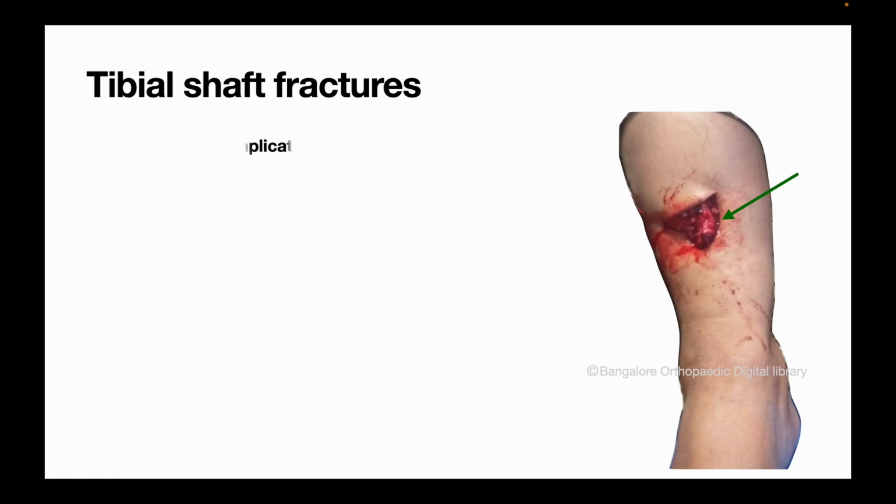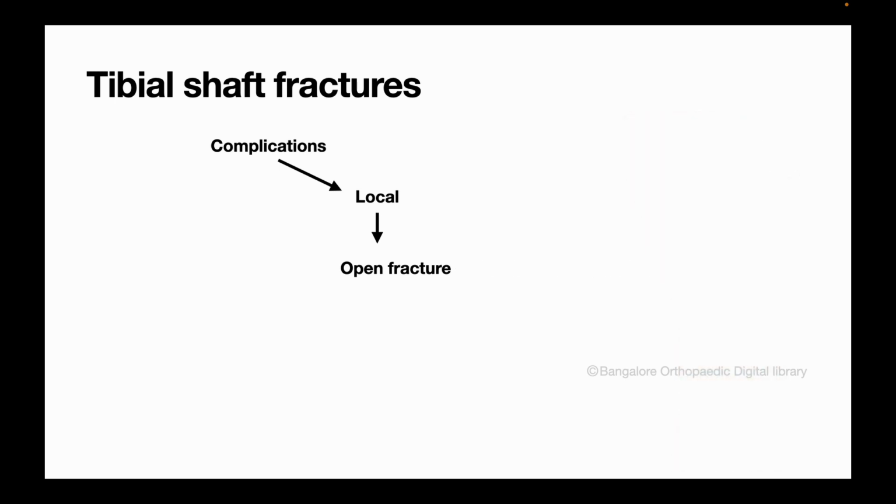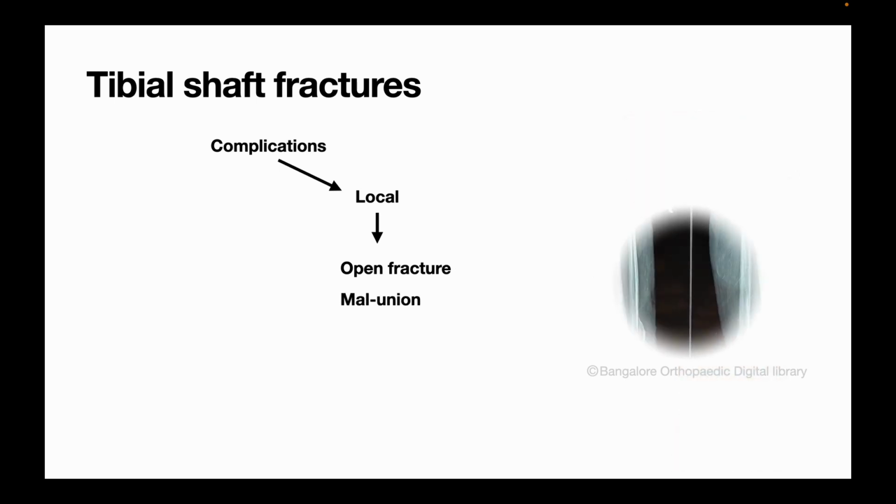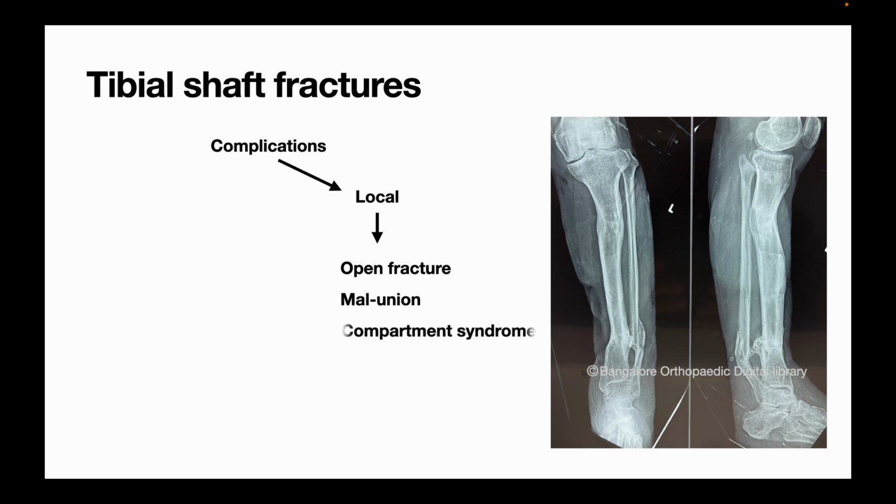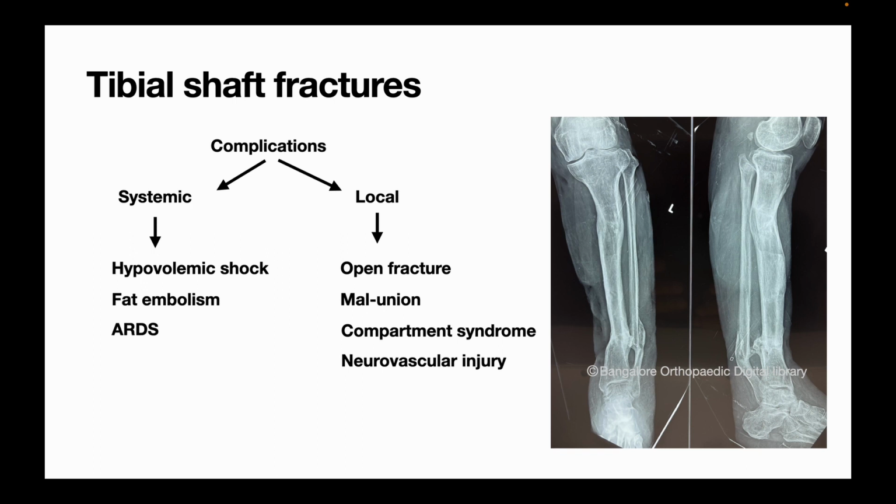Open fracture, as shown here, is an important local complication of tibial fractures. Untreated or inappropriately treated open fractures lead to infected non-union. Other local complications include malunion, compartment syndrome, and neurovascular injury. Systemic complications of a tibial fracture include hypovolemia leading to shock, fat embolism, adult respiratory distress syndrome, and DVT and PE. In addition, periarticular fractures can cause osteoarthritis and joint stiffness.